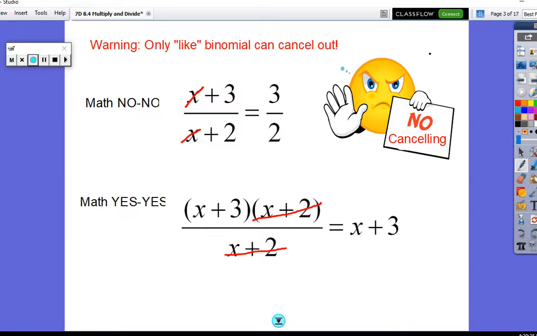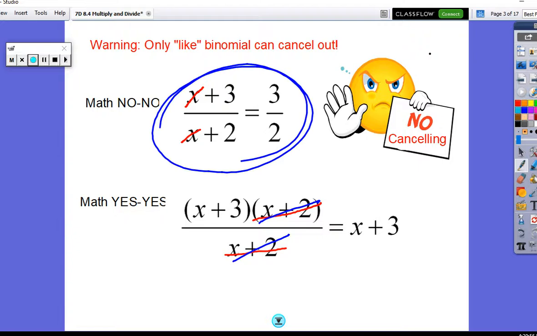Now remember, we can't just cross out the x's. This entire factor. So here's a math no-no. It's always going to give you the wrong answer. All right, it doesn't work with numbers. It doesn't work with variables. And this is what we're looking for. We want common factors. All right, so be careful because this is a very common mistake and it's wrong every single time.